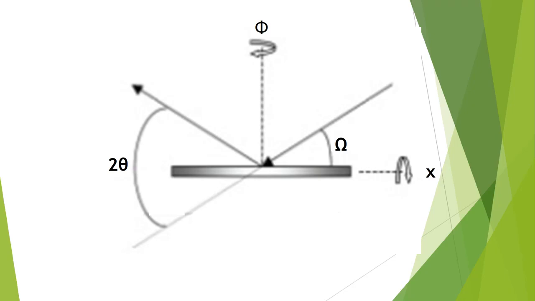These are the four kinds of rotation that occur in the form of four circles, and these four circle rotations are used in single crystal X-ray diffraction to record the diffraction pattern. After that, different software is used to calculate the bond lengths and bond angles of the single crystal, and from there we can get information about the structure of a single crystal.